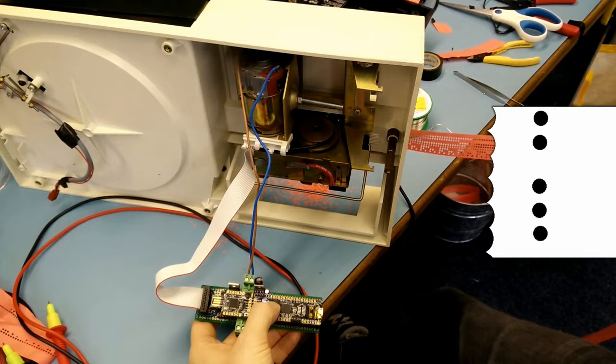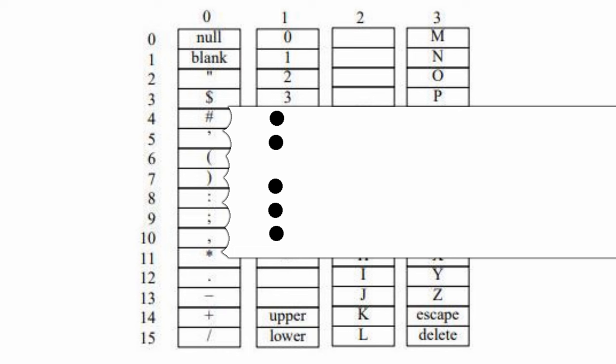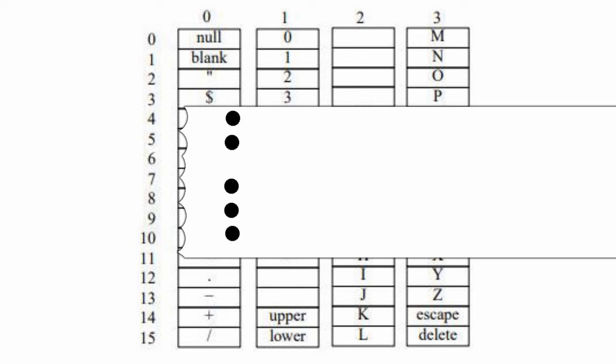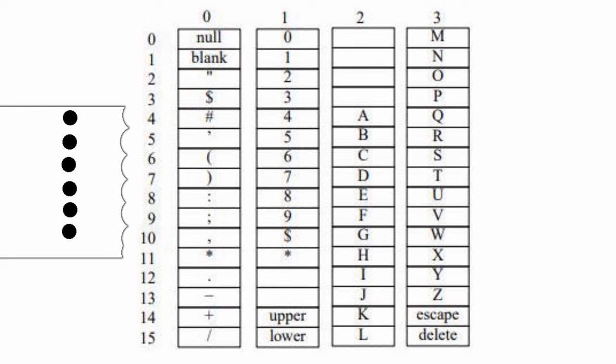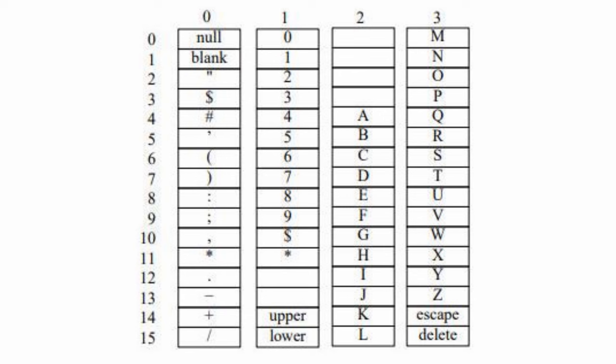This is also why we have null at the start of the table, as that leaves all holes unpunched, binary 000000, and delete at the end of the table, as that punches all holes, removing any data that was present, binary 111111. However, that's not what the binary code for T is actually today, and you'll notice that a lot of the characters we use today are missing from this table.